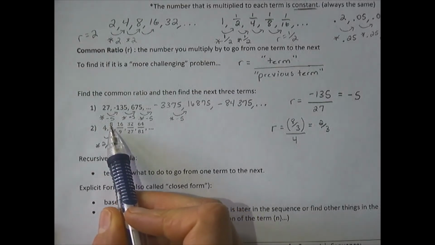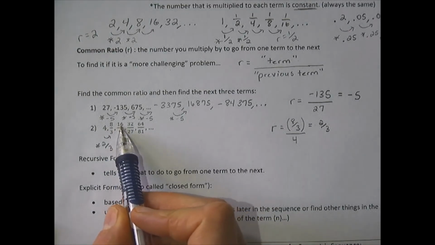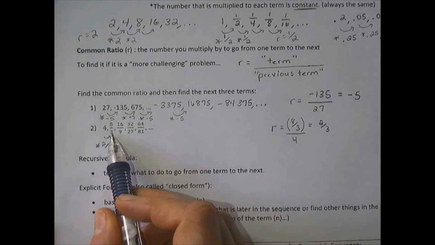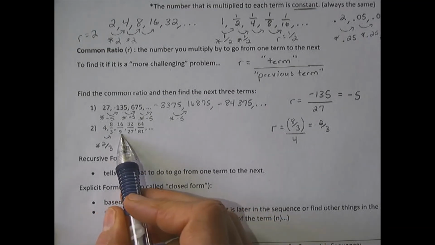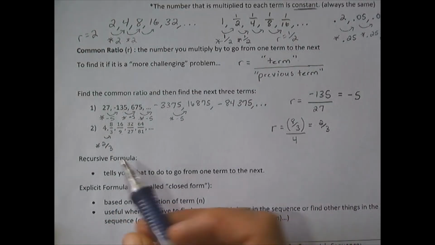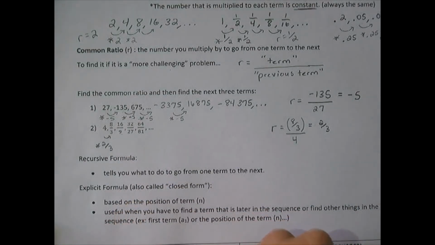What number do I multiply 8 by to get 16? Well, I'd have to multiply by 2. What number do I multiply 3 by to get 9? Well, I'd have to multiply it by 3. And so that's a way to reason through it when it's fractions.